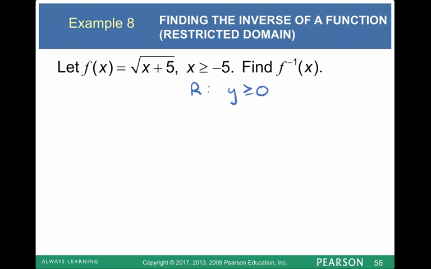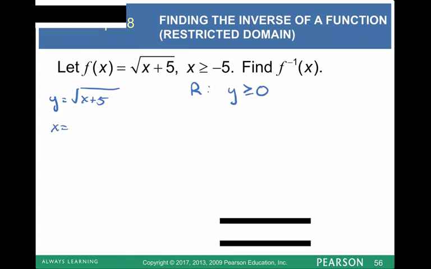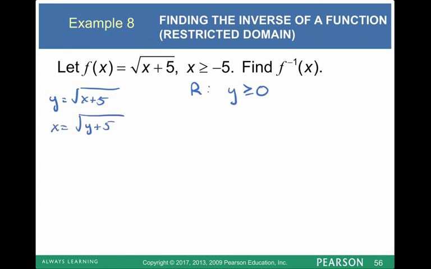So let's find the inverse. We're going to say y equals the square root of x plus 5. Switch the x and y, so x equals the square root of y plus 5. If we solve for y, square both sides. Then y plus 5 equals x squared. Subtract 5, y equals x squared minus 5. So f inverse is going to be x squared minus 5.